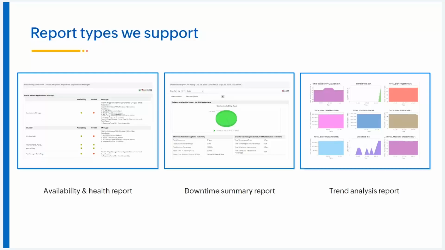Starting from the availability report and the health report, we have a downtime summary. The downtime summary report has the complete information of a particular server's downtime: on which particular date and from which particular time it was down. You can also add a description on that particular report. And we have the trend analysis report.